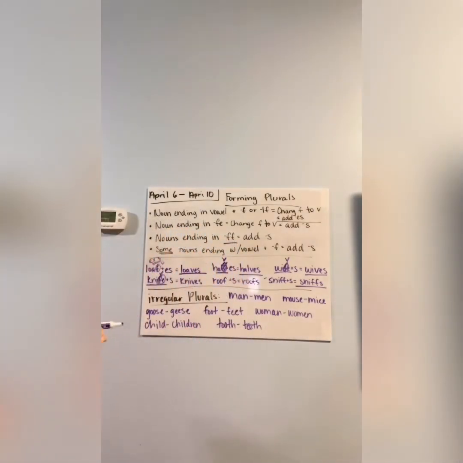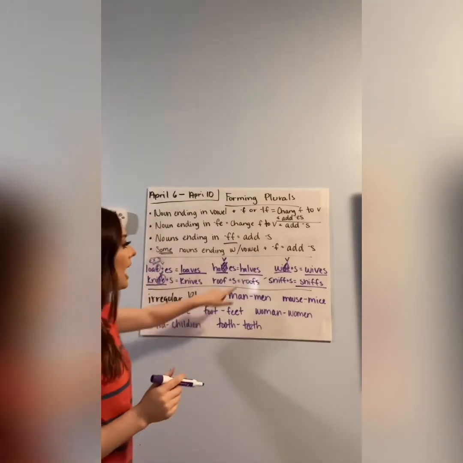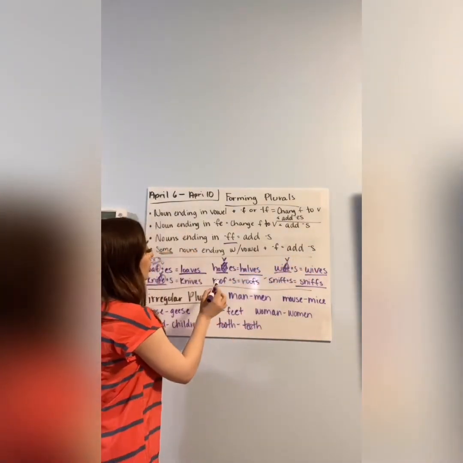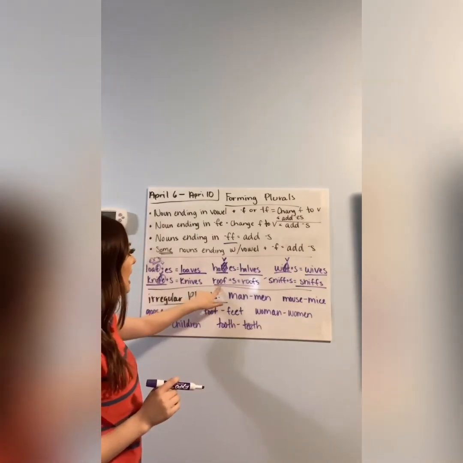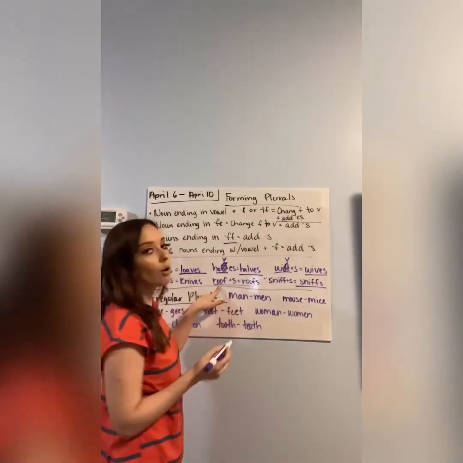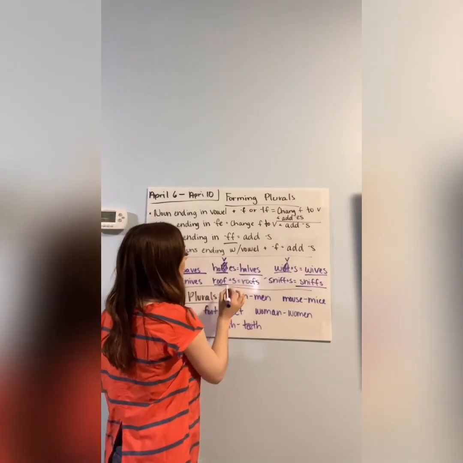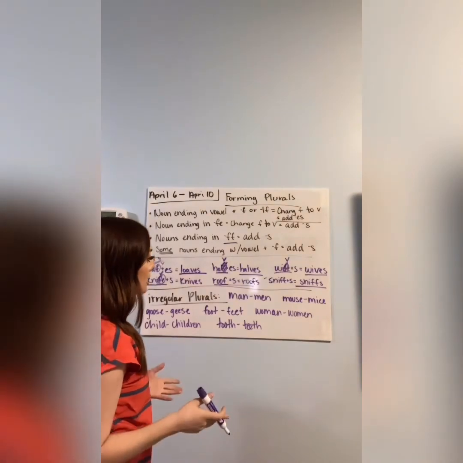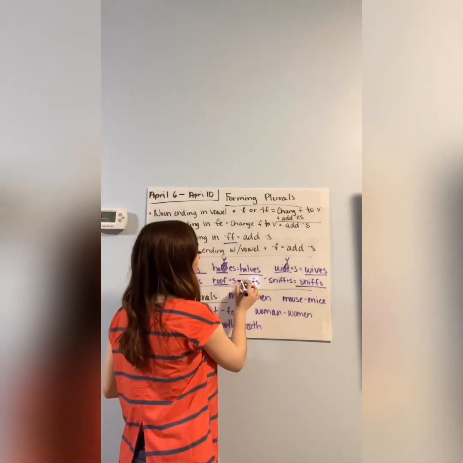We do have some nouns, however, that end with a vowel plus an F, where we would just add an S. So let's look at the word roof. Here's our example, roof. This noun ends with a vowel, because O is a vowel, right? Plus an F. So in this case, all we have to do is just add an S to that word to make it plural. So then our plural noun becomes roofs, R-O-O-F-S.